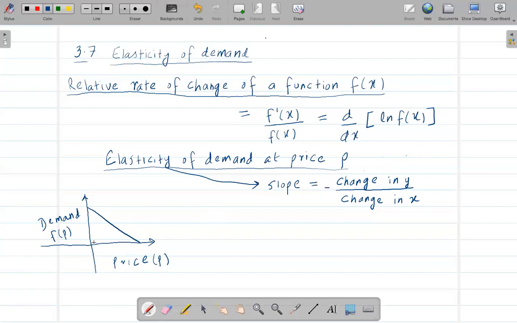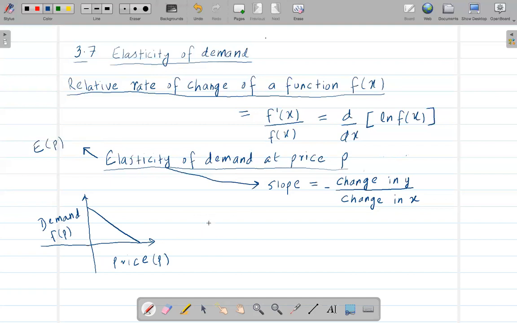If the line is increasing from left to right, then the slope will be positive. But since we see the line is decreasing, we can automatically think that the slope is some negative number. So when we say slope, it is this. But since we have elasticity here, which depends on demand and price, we can say elasticity is E, which depends on price.